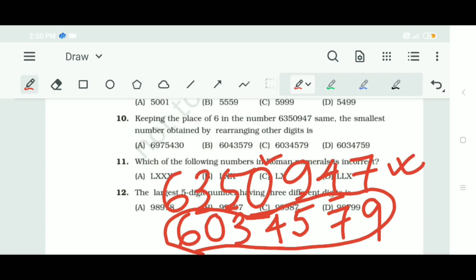So this answer resembles with question number 10, C. Okay, so this will be the answer. Means question number 10, option C will be the correct one. Let's do the next sum.